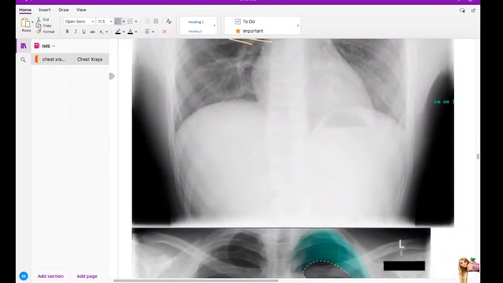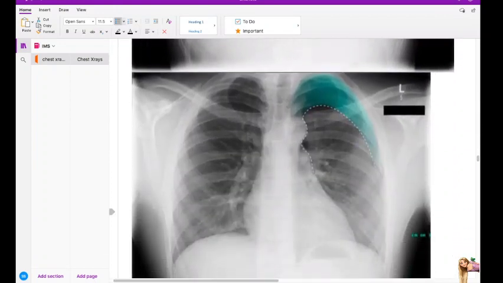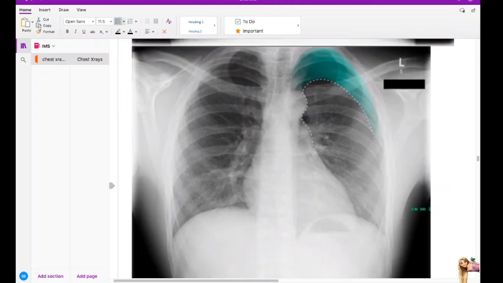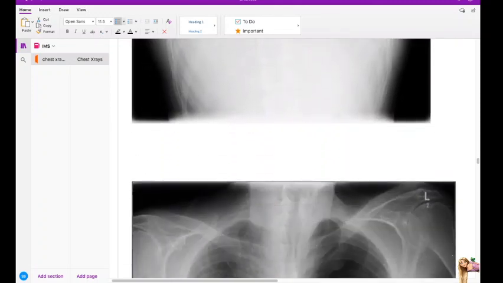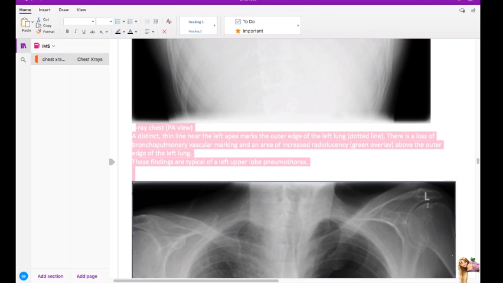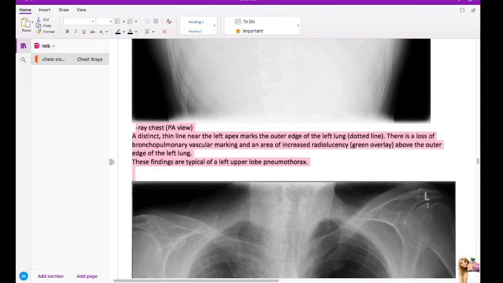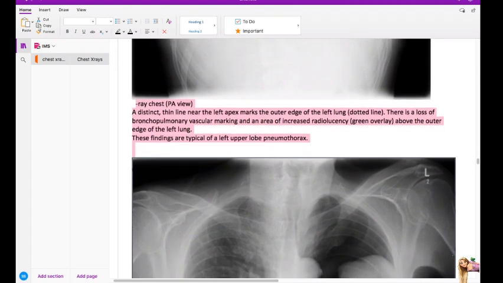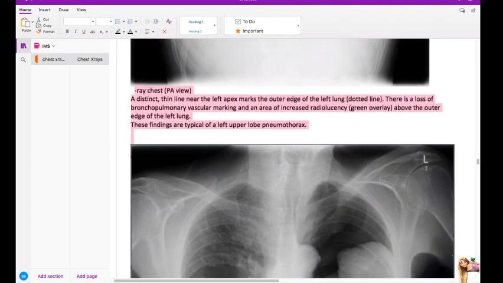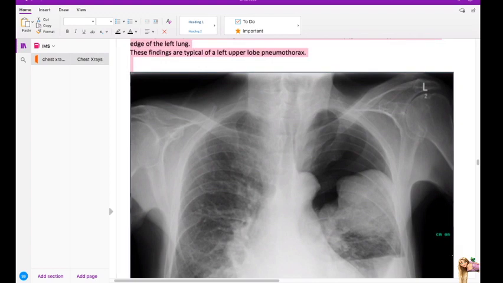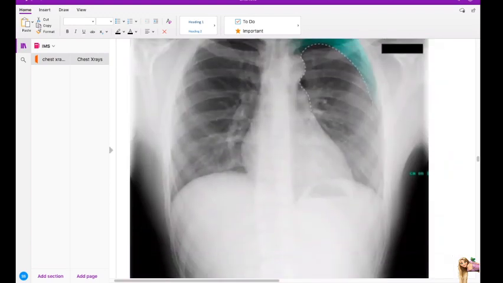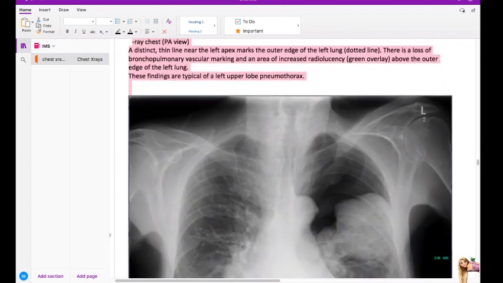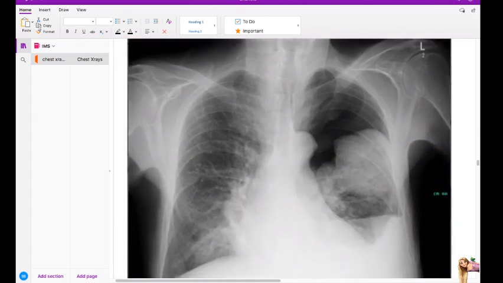Now let's go to the next one. This is showing what we could see in the previous one. This is the reading, PA view. We did all this. Left upper lobe pneumothorax. Where's the Junko sign? Not sure. Yeah, that's from Amos. Junko leaf sign, I don't know, I'll read it and tell you.